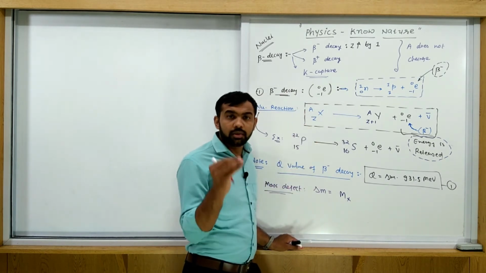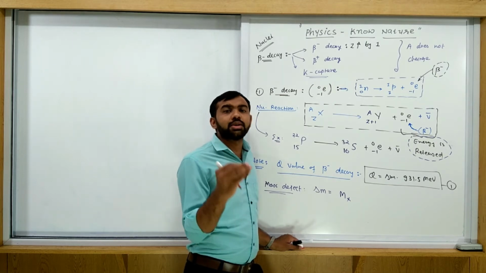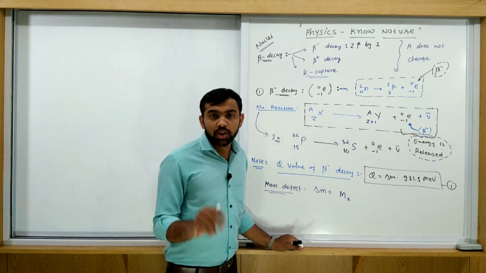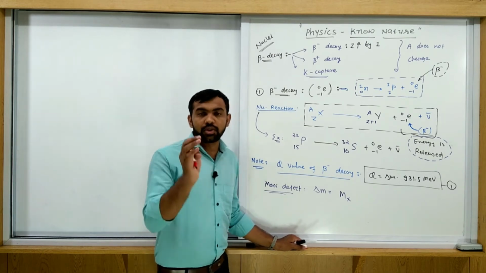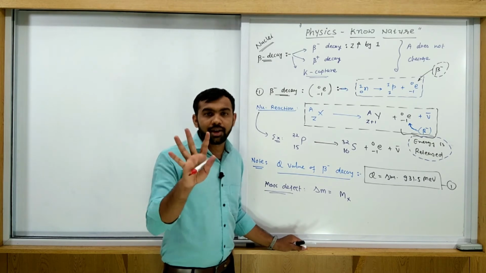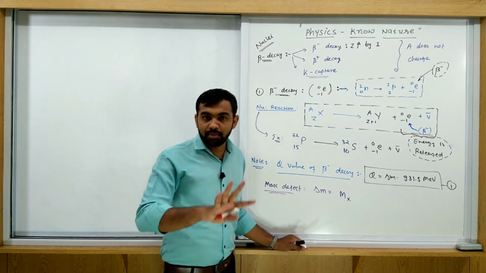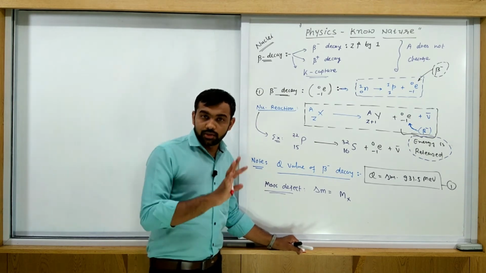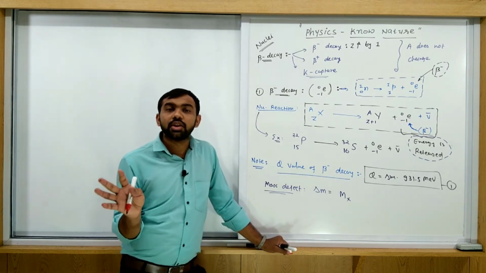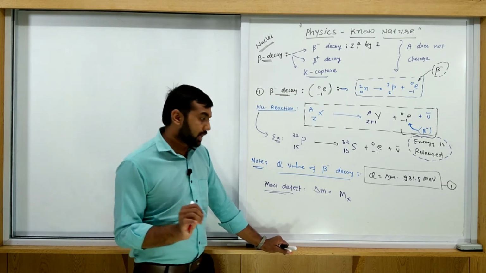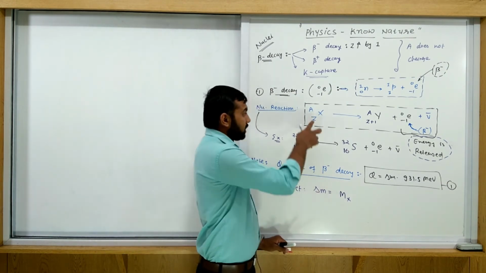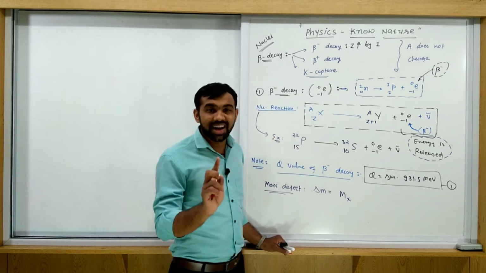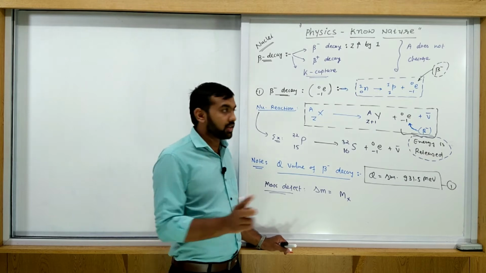If any element has Z protons, then this atom must contain Z electrons. If you consider helium, 2He4, 2 protons, it means 2 electrons. If you consider boron, 5B, 5 protons, it means there are 5 electrons. So in any atom, whatever the number of protons, the same number of electrons are also present. So mx is the total mass of the element.